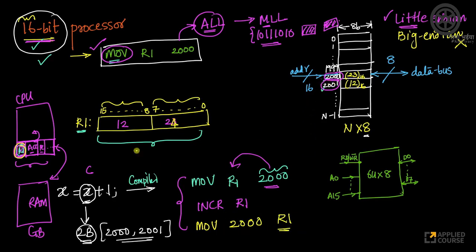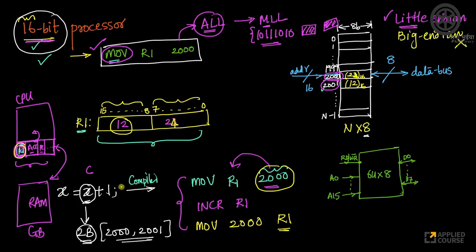Again, R1 consists of 16 bits, right? The upper 8, the larger 8 bits, these higher number bits will go to address 2001. These lower number ones will go to address 2000. So this will become 1224. Look at this. What did we do? First, we moved whatever data is there from address 2000 and 2001 to R1. We incremented R1, and whatever is there in R1, we copied it back to 2000. Okay. Very simple. Very, very simple concept.